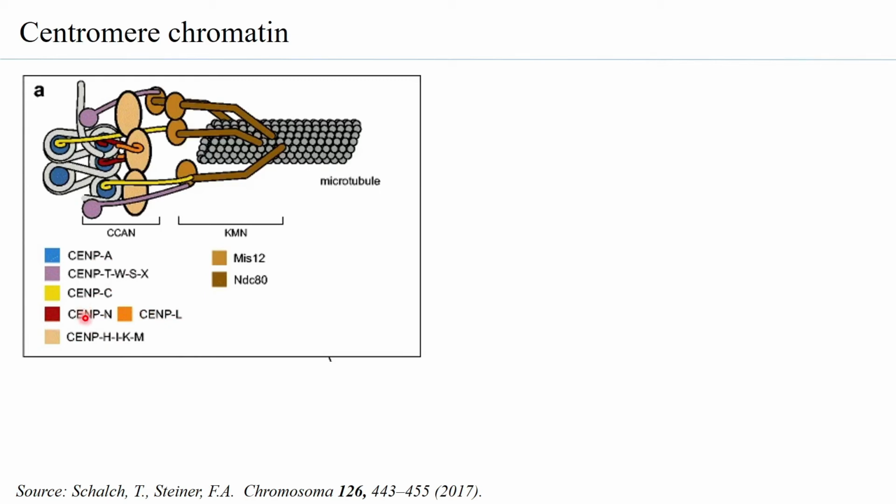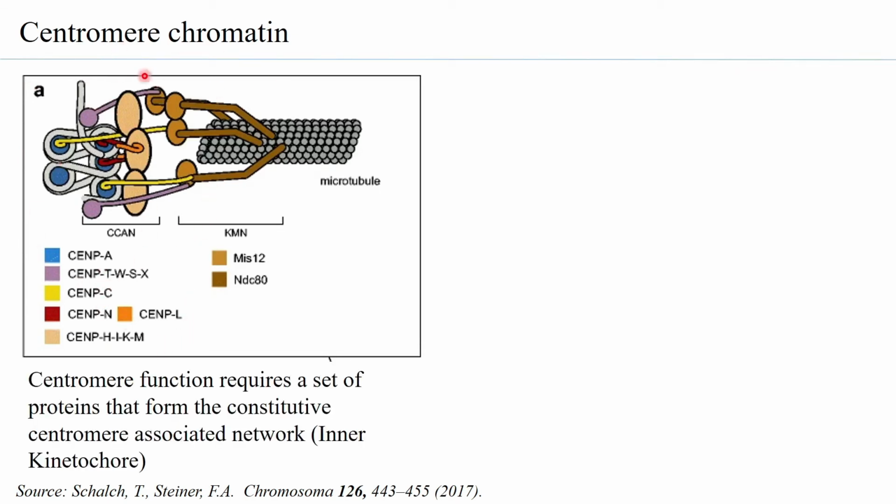So therefore SNPN, SNPL, SNPHI-KM or HJKM are able to form the inner kinetochore or the centromeric chromatin. So that constitutes a centromere associated network. It is what is called as CCAN. So this is what is the CCAN. Okay, this entire portion is what is called as a CCAN, and you can call it the inner kinetochore region.